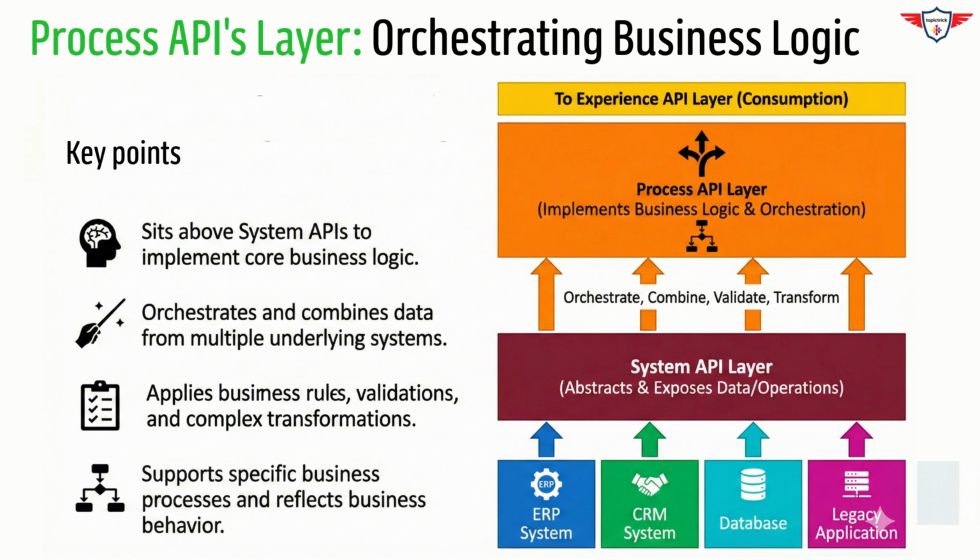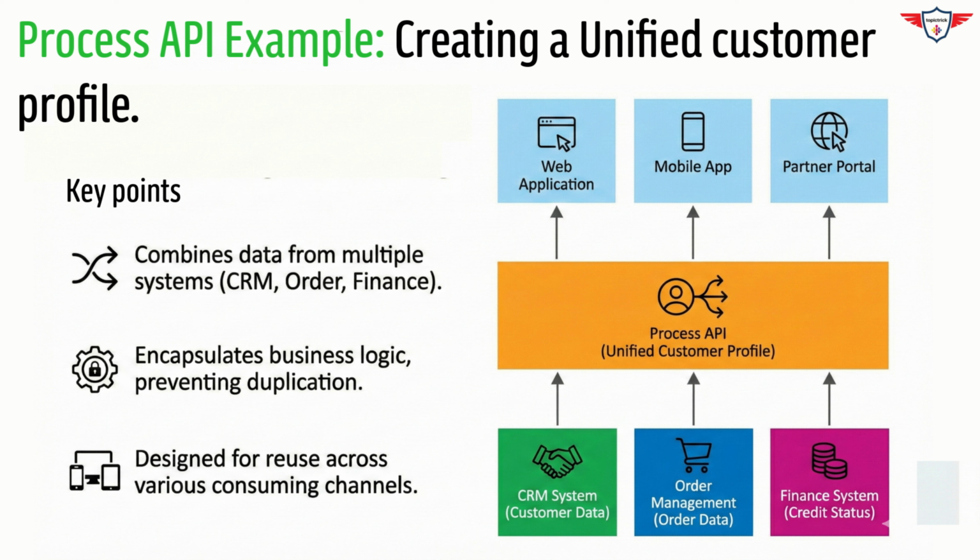The next layer is the Process API layer. Process APIs sit above System APIs and implement business logic. They orchestrate and combine data from multiple systems to support specific business processes. This is where rules, validations, and transformations that reflect business behavior are applied. For example, a Process API might combine customer data from a customer relationship management system, order data from an order management system, and credit status from a finance system to create a unified customer profile.